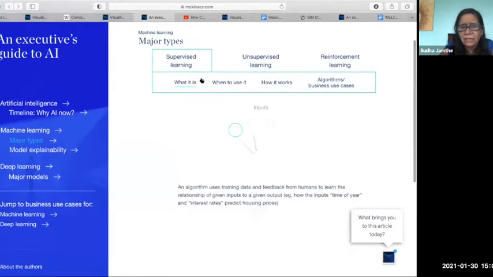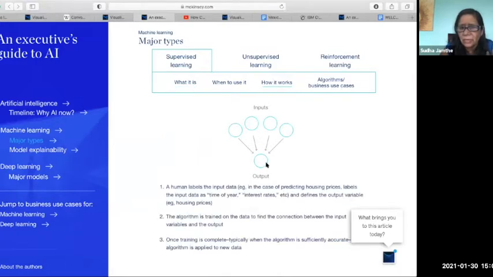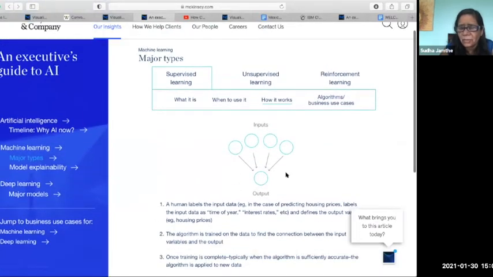The area which is going to solve most of your problems is supervised learning. We've been through how it learns, input, output. The human labels the data, the algorithm is trained, and then it spits out the model, and then you test the model.